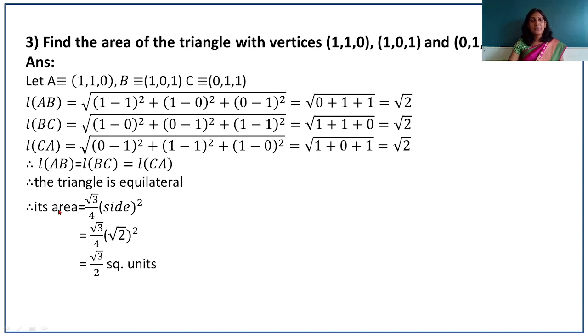Then the area of an equilateral triangle is equal to root 3 by 4 times side square. Side is root 2, so root 2 square is equal to 2. That means the area is root 3 by 2 square units.